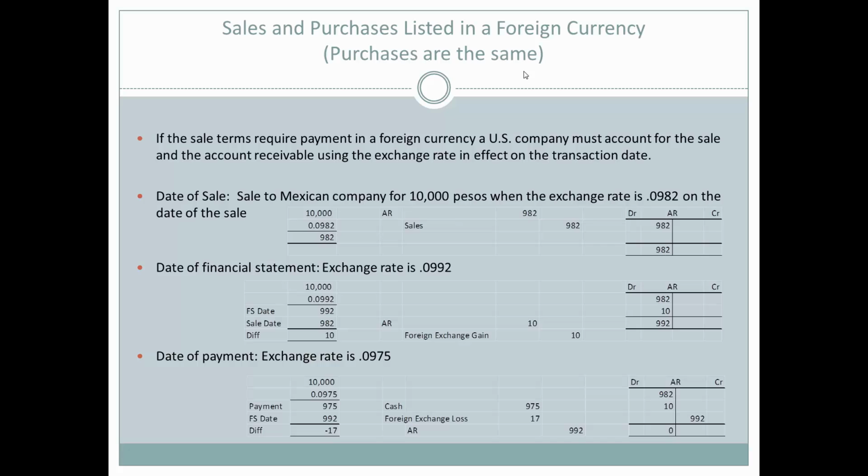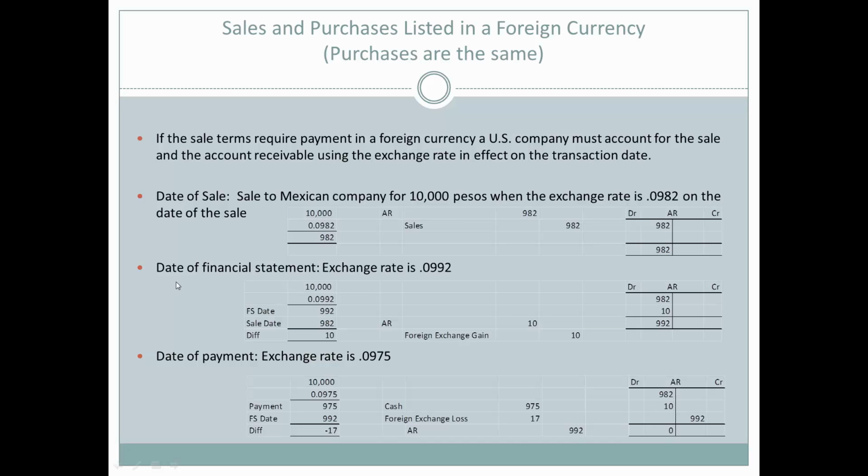On the date of a sale, the sale to a Mexican company for 10,000 pesos when the exchange rate is 0.0982 on the date of the sale. So the accounts receivable would be 10,000 pesos. The exchange rate is 0.0982. And so it will be valued on the books of a U.S. company, because they have to state their transactions in U.S. dollars, as accounts receivable in the amount of $982. And the value of the sale in U.S. dollars would be $982. And then we have a little T account here on the accounts receivable.